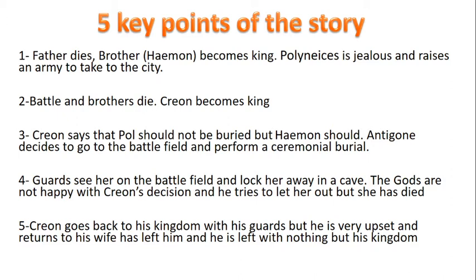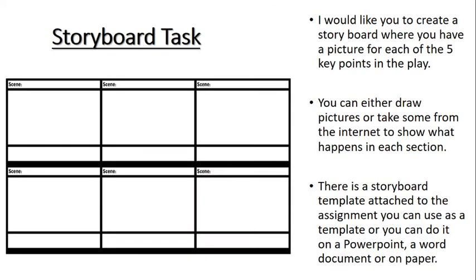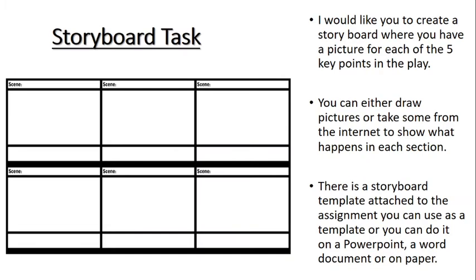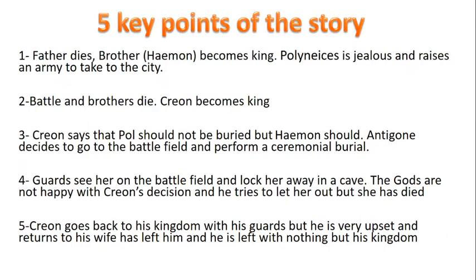So I would like you to create key point number 1 into the storyboard. All you have to do for scene 1, just put number 1, find some pictures or draw some pictures that would best represent key point 1 and put that in the storyboard. And the same thing with number 2.